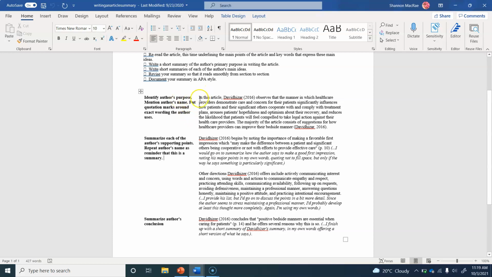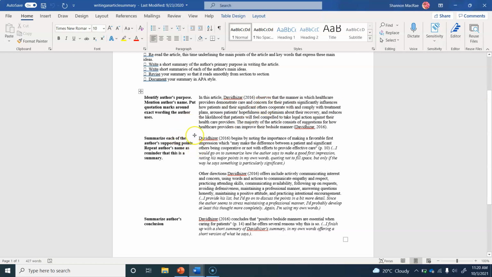At the beginning, the person who's writing this summary identifies the author's purpose. They also mention the author's name. Okay, so they start off by saying, in this article, David Azur, which is the name of the author, observes that the manner in which healthcare providers demonstrate and so on. Okay, so first sentence, right to the main point. In this article or in this chapter, author last name, observes, notes, argues, presents, any of those verbs that help you express main ideas, and then goes over the main ideas.